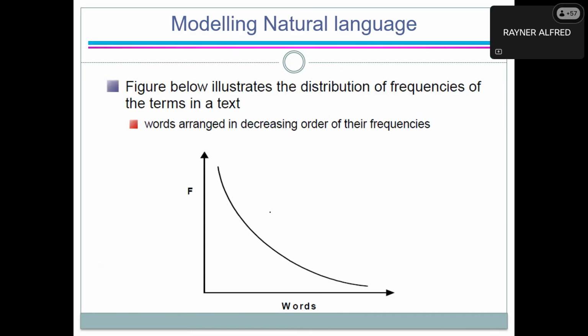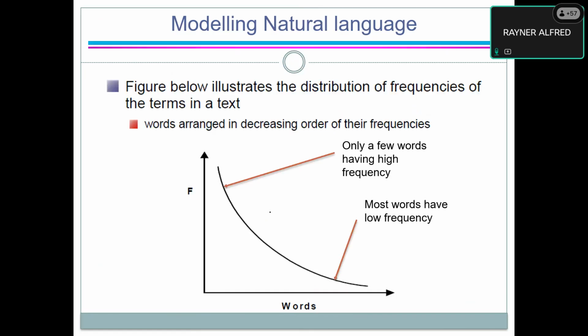Based on that, we can say that the most frequent terms may carry less meaning, and the less frequent ones may carry more meaning. Because the most frequent terms always exist in all of the documents, we cannot use them to retrieve the documents. So we might as well focus on this area here, which are the unique terms that can be used to differentiate the documents that we have. Okay.